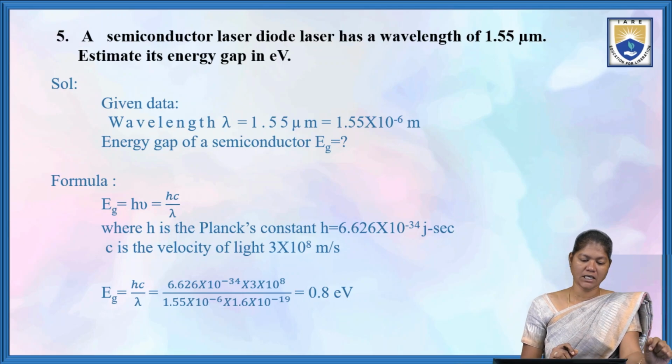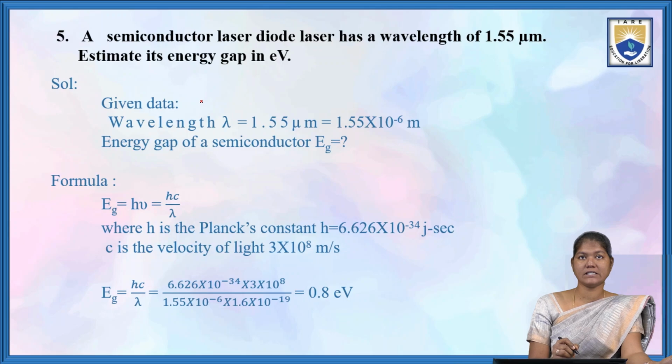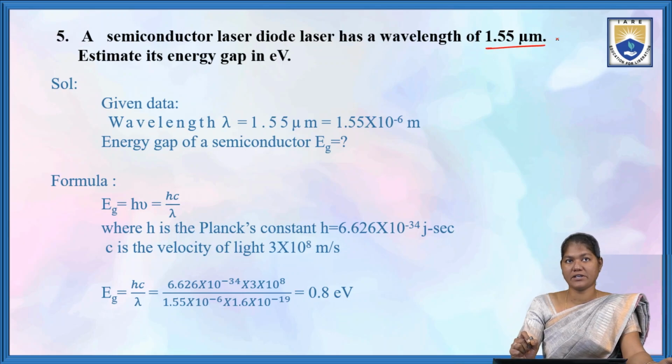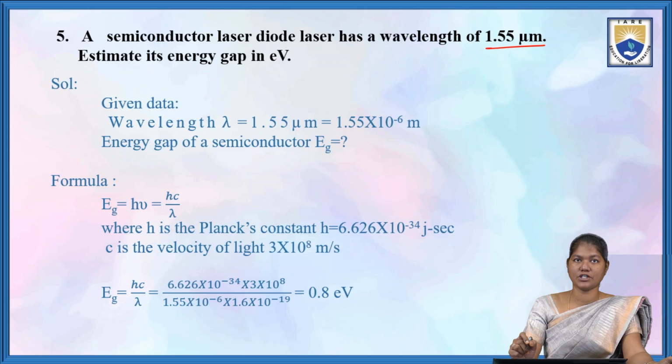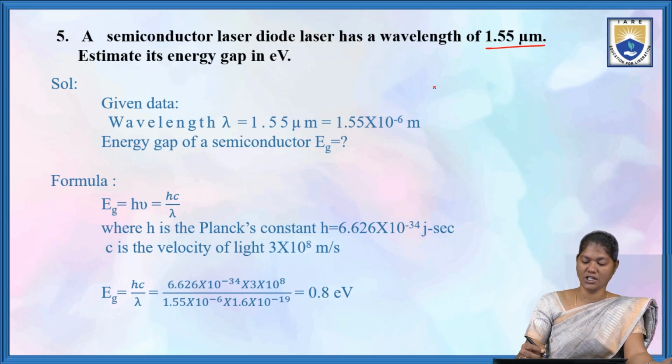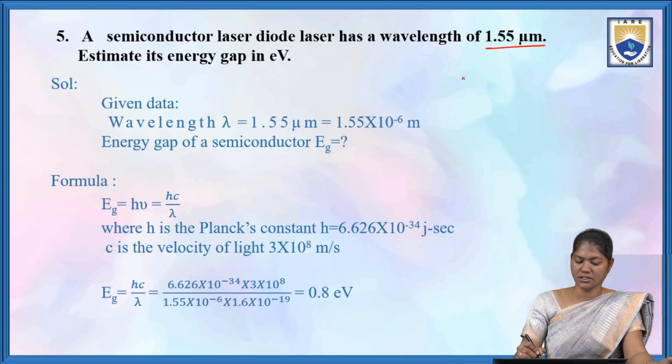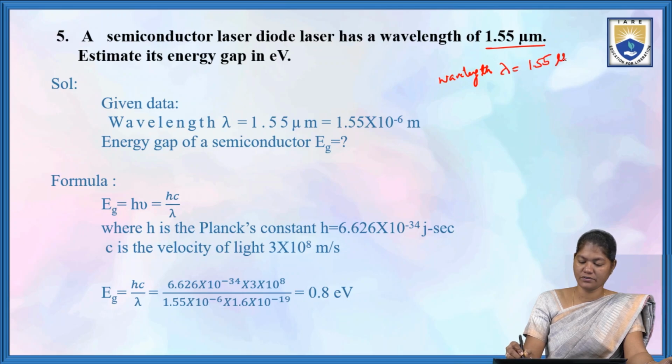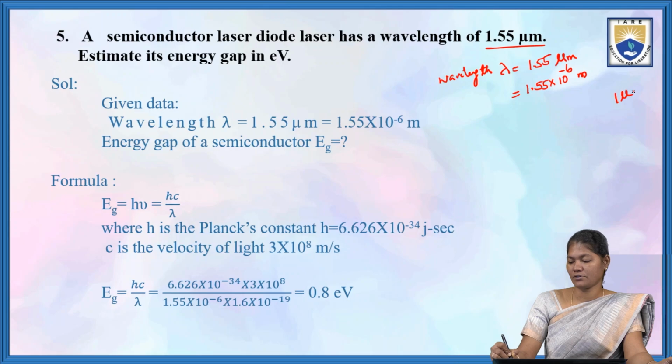So here in the next problem, a semiconductor laser diode has a wavelength of 1.55 micrometers. Estimate its energy gap in electron volts. So in the given problem, the data is wavelength. The wavelength lambda is equal to 1.55 micrometers. So 1 micro is equal to 10 power minus 6.